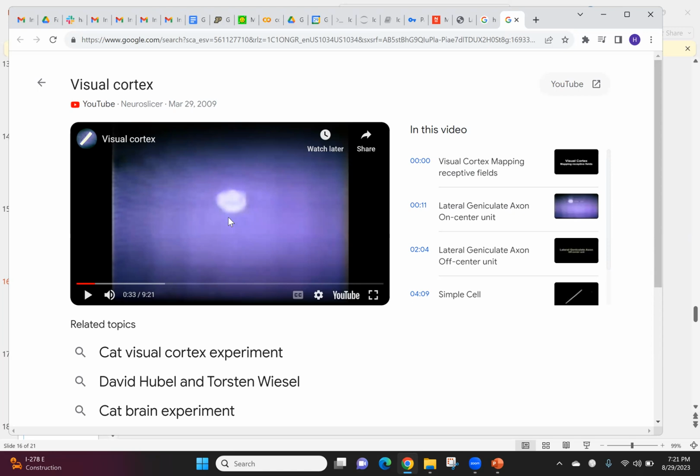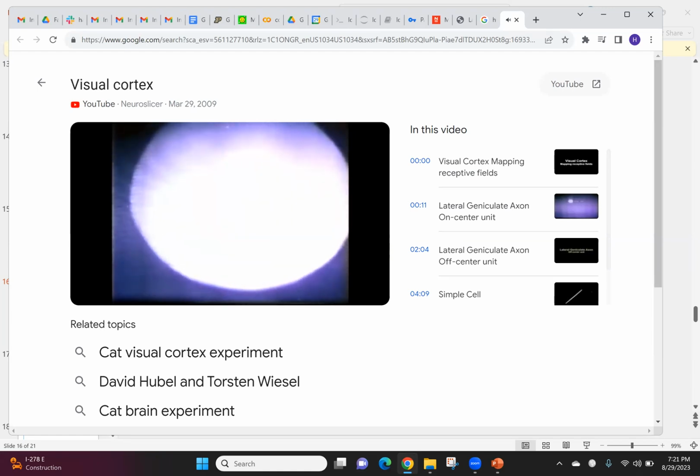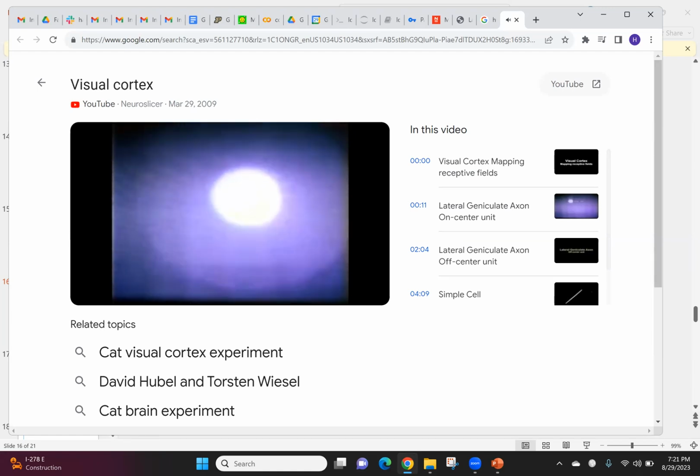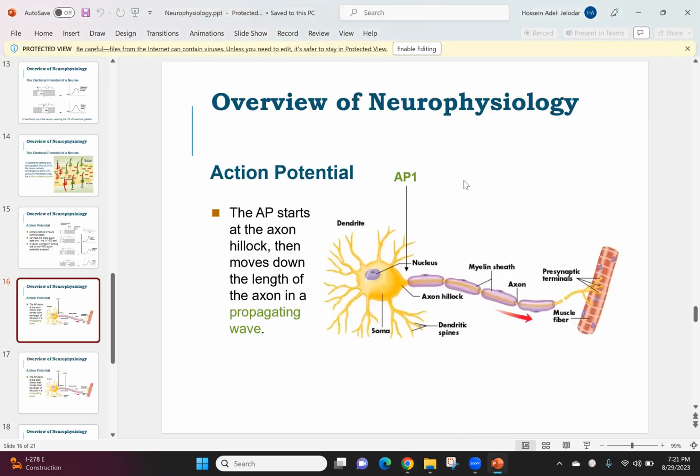And we'll talk about this. These are called retinotopic maps. We'll talk about them later. So that's what an action potential is. Does that answer your question?